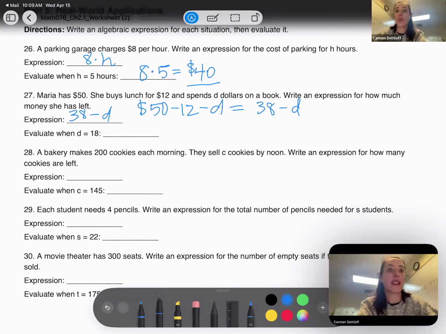And then it says evaluate when D is 18. So I'm going to plug that in, and I get 38 minus 18, which is equal to 20. And this one does say how much money does she have left, so this is dollars.